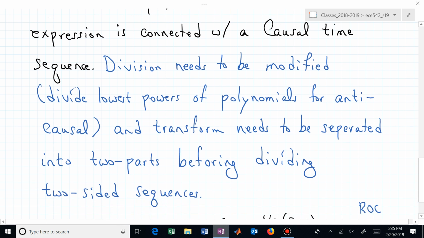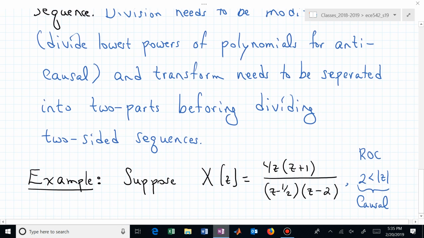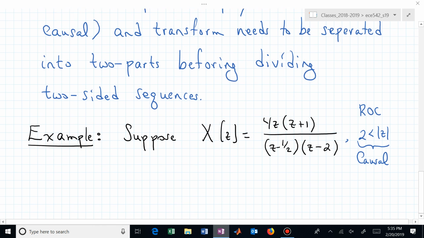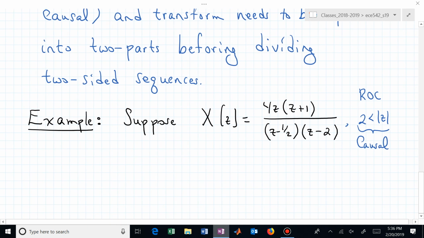But before I even give you time to read that, let's look at the example, and you can look at that later as an exercise by accessing the material on D2L. So let's now look at finding little x of n, or a few values of little x of n, from this transform expression.